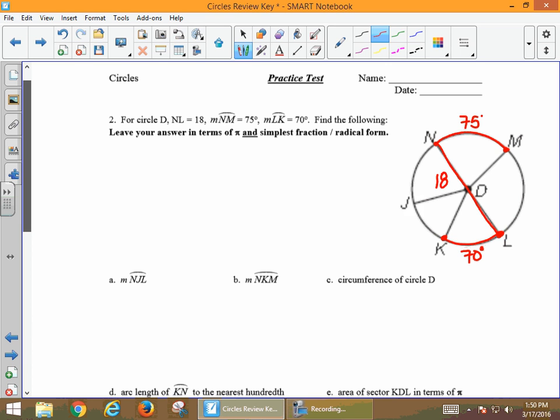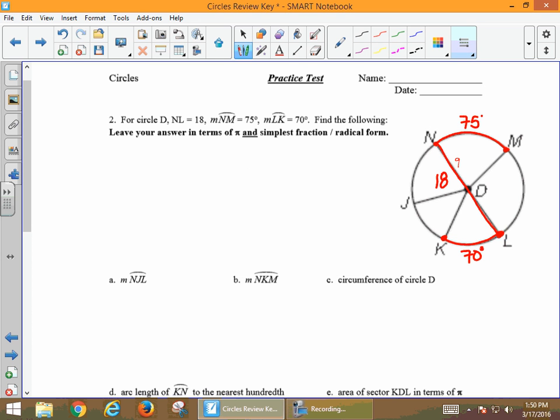And it wants us to find some of the following things. So the first thing I'm going to do is take a look at this, and I'm actually going to discuss a little bit this NL. If that whole distance all the way across is 18, the diameter is 18, that means each radius is 9 apiece, because 18 divided by 2 is 9. So I'm actually going to label this as 9s. So let me put some 9s in here.